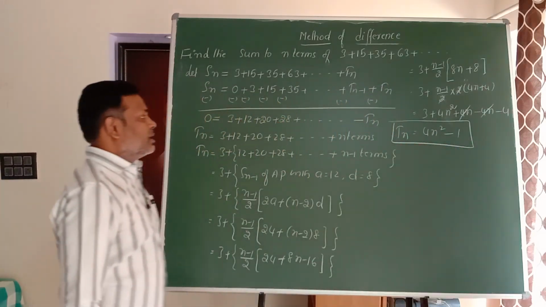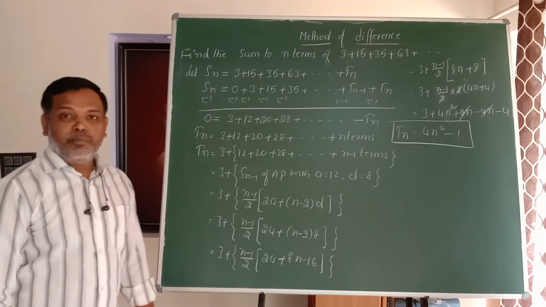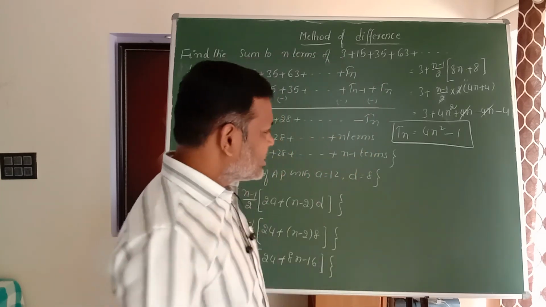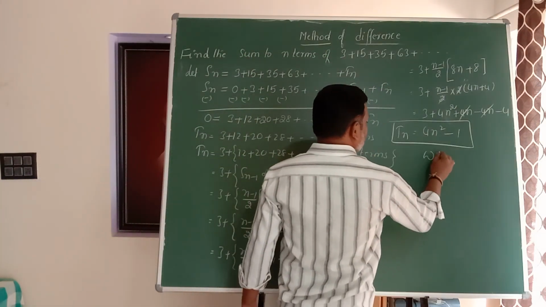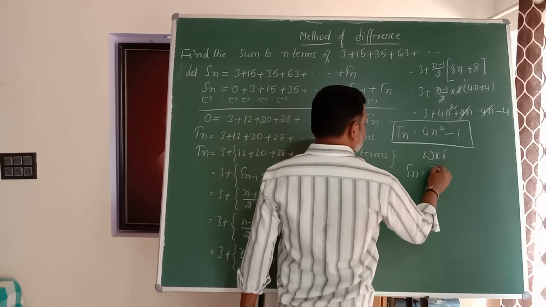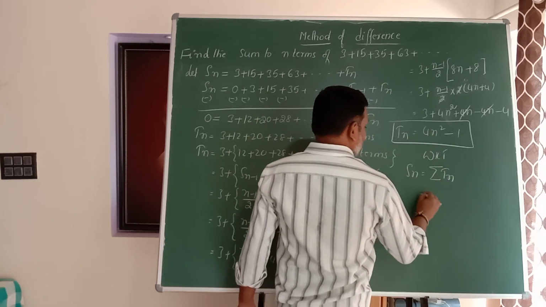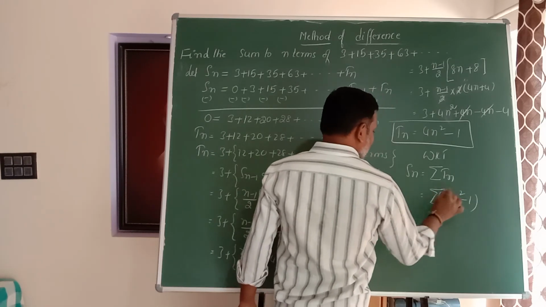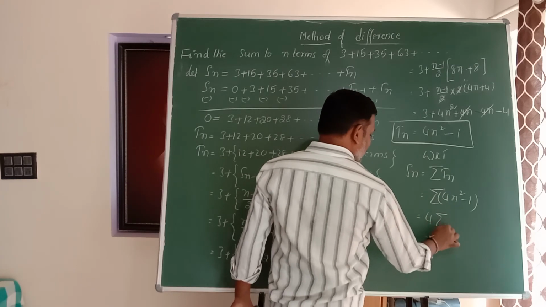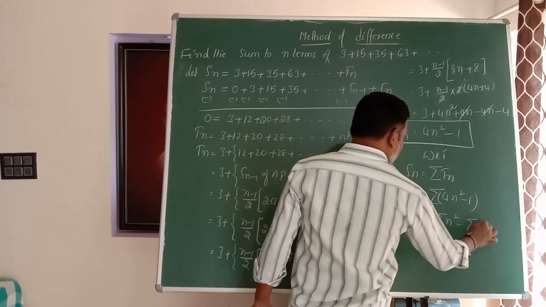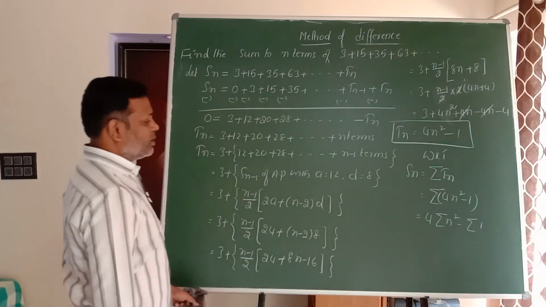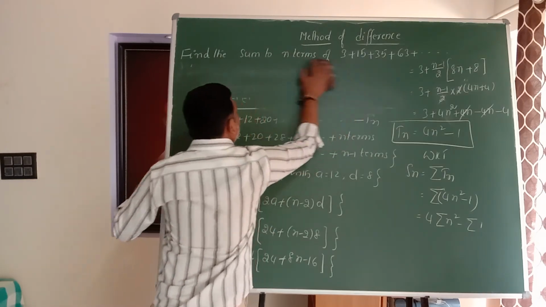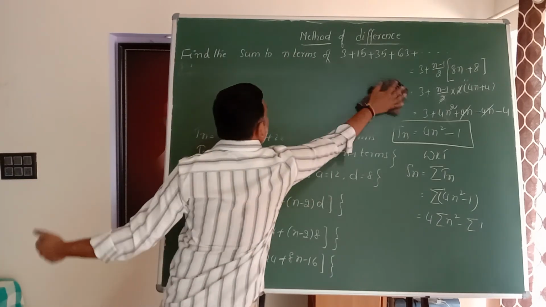It's a long process. After knowing Tn by using the method of difference, now let us find out the sum. How to find the sum? As you know, dear children, Sn is given by sigma Tn. That is equal to sigma of what is Tn here? 4n square minus 1. Separate the sigma: 4 into sigma n square minus sigma 1. Just substitute the value of sigma n square here in this problem. Go with this solution.